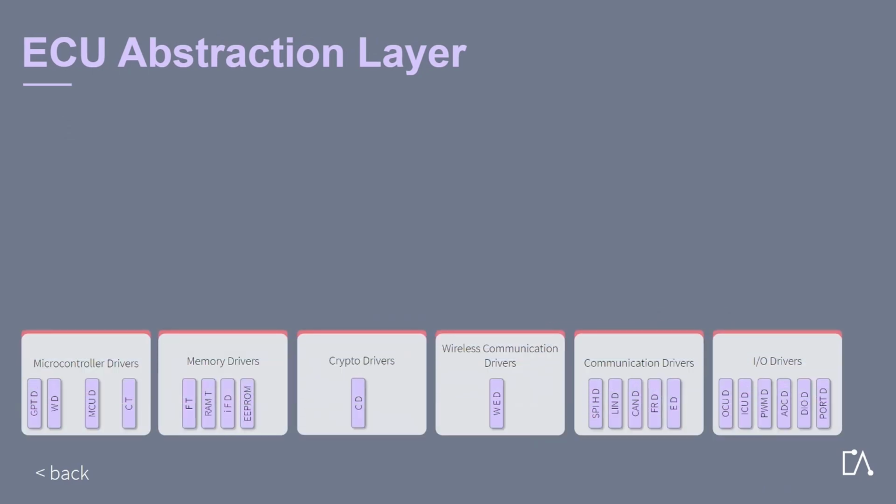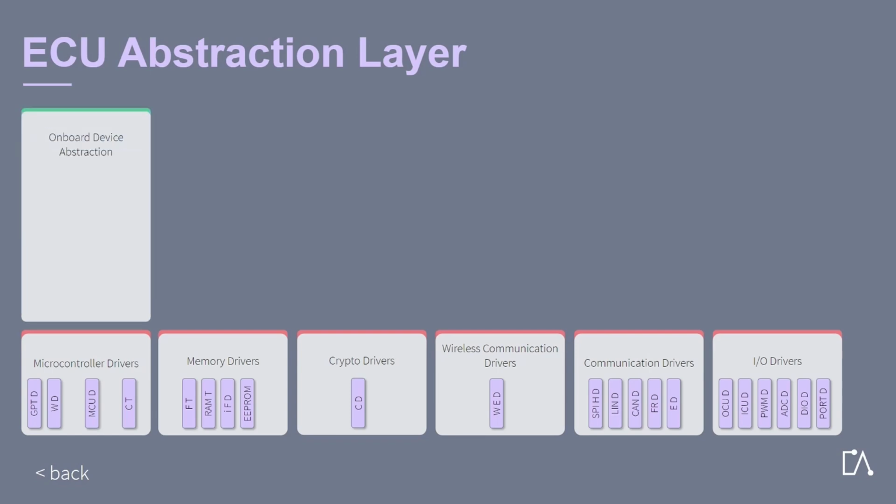The ECU abstraction layer connects the drivers of the microcontroller abstraction layer. It also contains drivers for external devices. The layer is divided into 6 module groups. The onboard device abstraction group contains drivers for ECU onboard devices which cannot be seen as sensors or actuators, like internal or external watchdogs. Those drivers access the ECU onboard devices via the microcontroller abstraction layer.